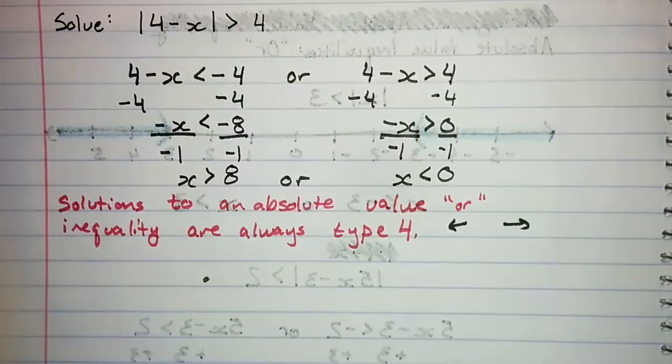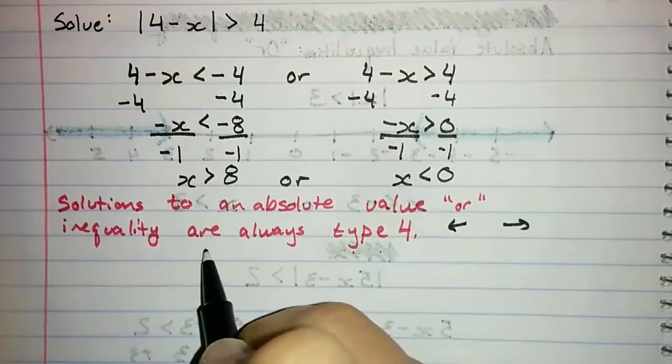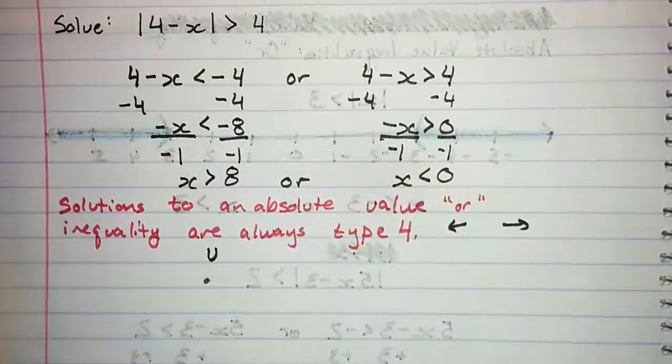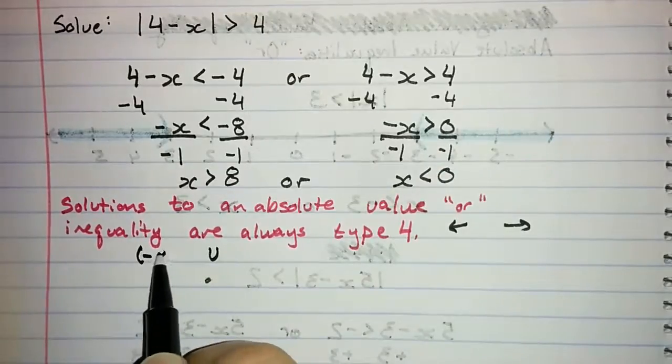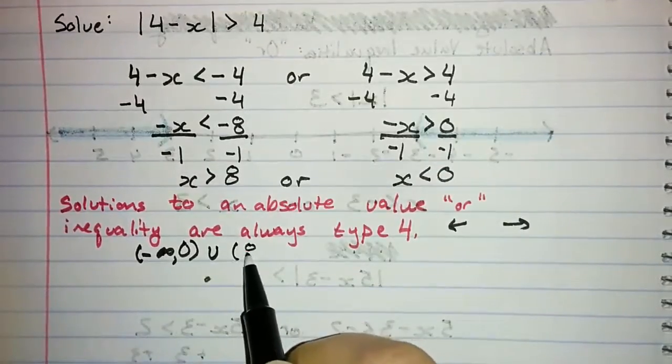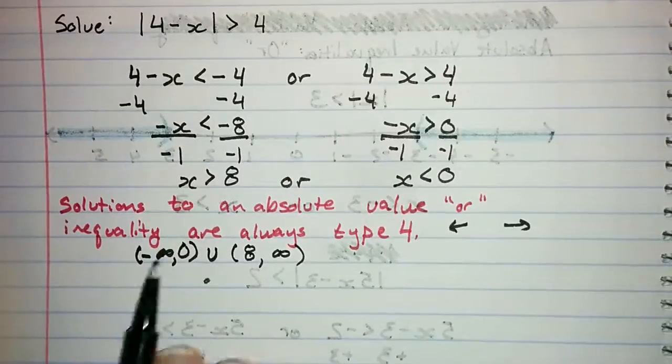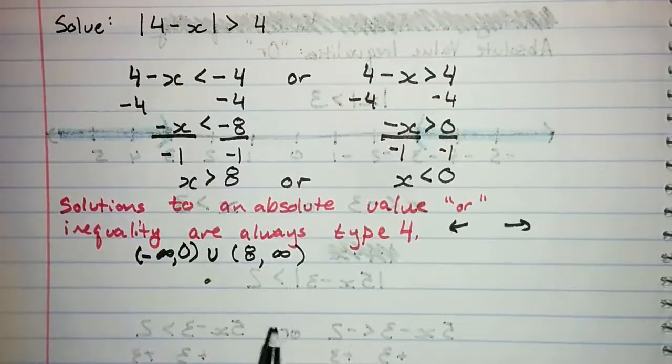And in interval notation, it's always going to be two intervals with a gap between. So here I see x is less than 0 or x is greater than 8 are my two intervals with a gap between. But we'll always have an interval of this kind. If we don't, something went wrong.